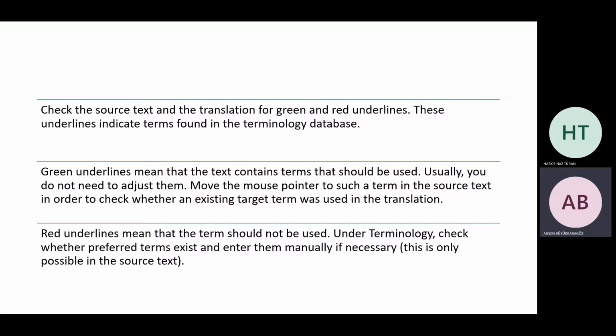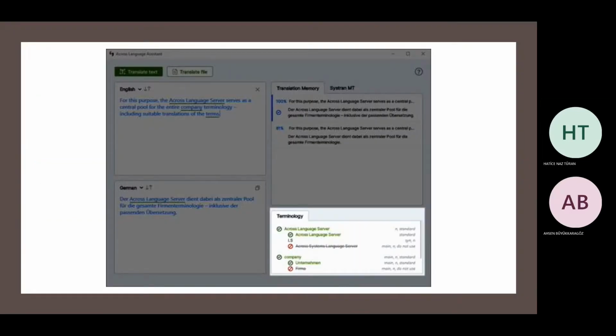Move the mouse pointer to such a term in the source text in order to check whether an existing target term was used in the translation. Red underlines mean that the term should not be used. Under terminology, check whether preferred terms exist and enter them manually if necessary. So it is just a picture of what I just talked about.